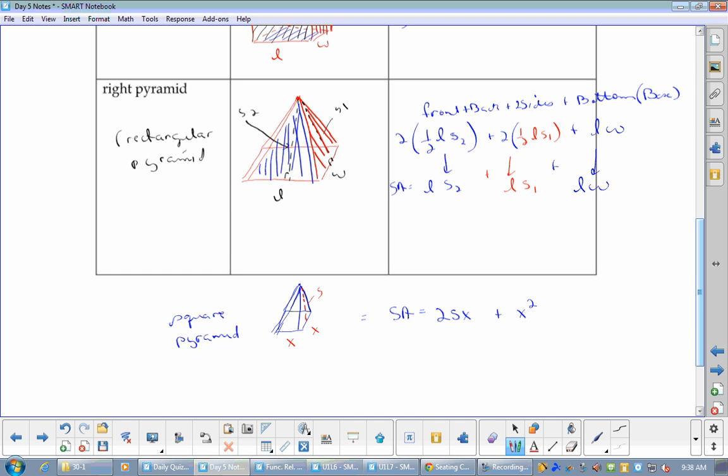That makes sense? Because if I could back it up, this comes from 4 times 1/2 SX. There's 4 triangles, and they're S times X. 4 times 1/2 is 2. And then the X squared comes from X times X. This making sense?